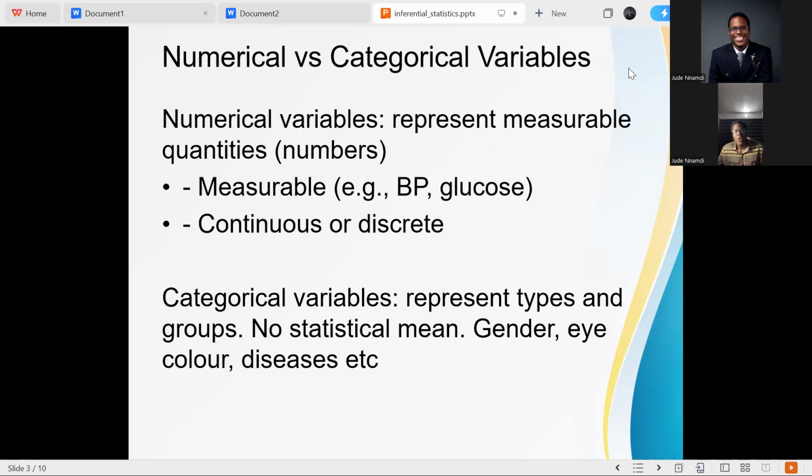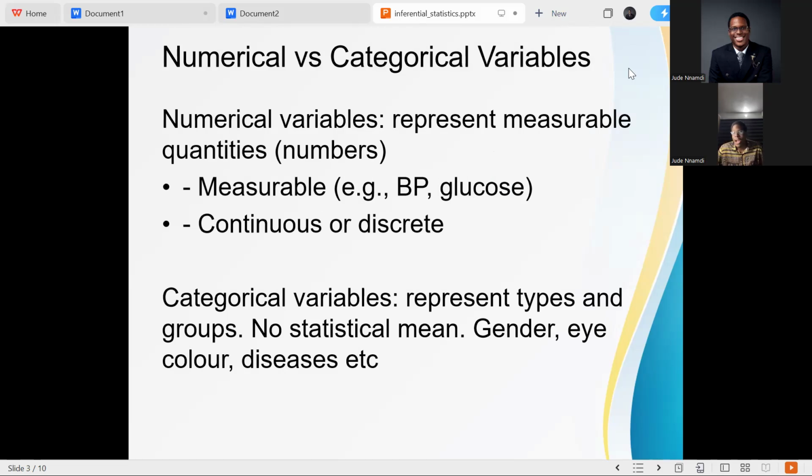Before I go on to the t-test, ANOVA, and chi-square, I want to quickly touch on numerical and categorical variables because you need this to understand those. Numerical variables are measurable quantities. These are hard numbers such as blood pressure. You can measure blood pressure and count them. You also have the respiratory rate, the pulse rate, the glucose levels. These are numbers you can actually measure and count.